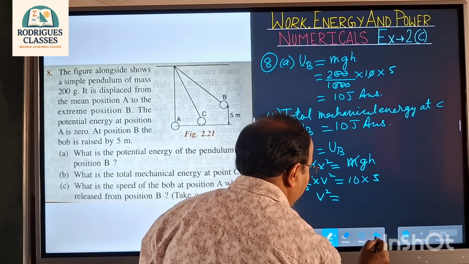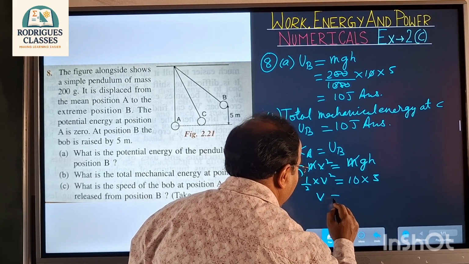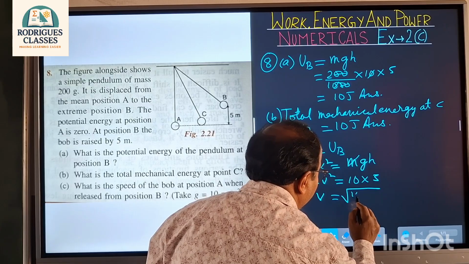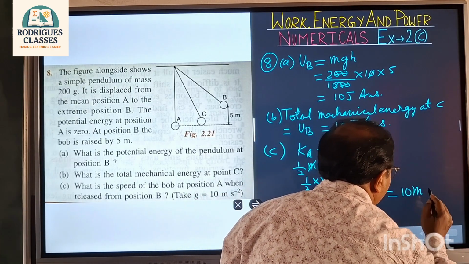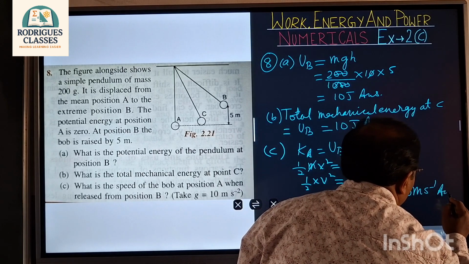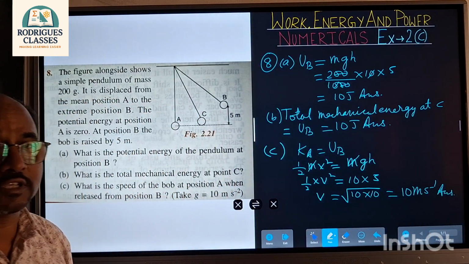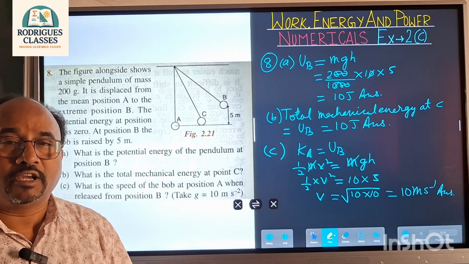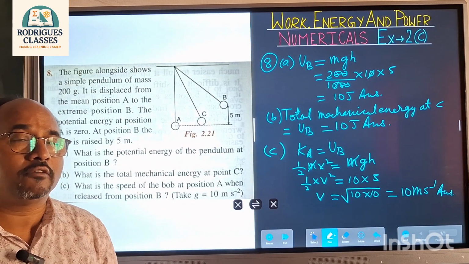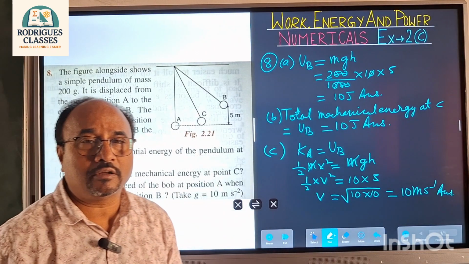So I will write it as root over 10 into 10. That gives me 10 meter per second. So this is your answer for the C part. I hope you have understood this numerical. We come to the end of this numerical of part C as well as of the chapter.